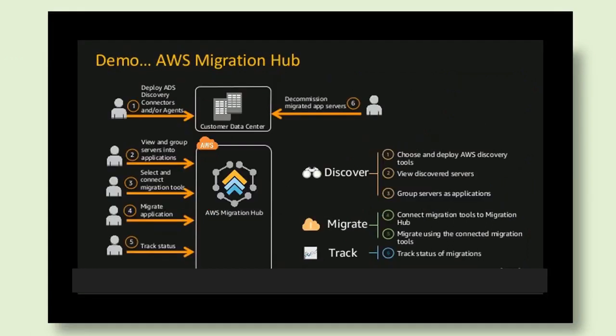With the migration, we could have a demo. First, we have to deploy the ADS Active Directory Discovery Connector or agent to a customer data center. If we are migrating from a data center to the cloud, then we need to view the grouped servers and applications on the AWS cloud via the Migration Hub. Then we need to select and connect migration tools. Then we need to migrate those applications. And after we have migrated, we can track the status and start working on future enhancements on the cloud.